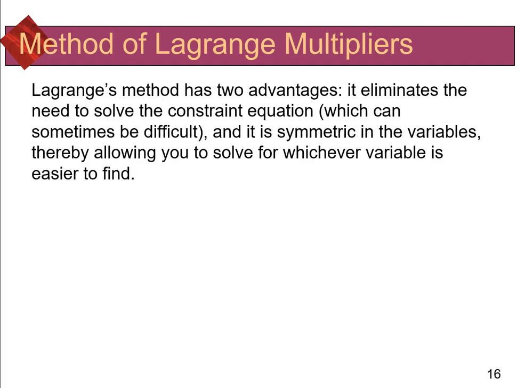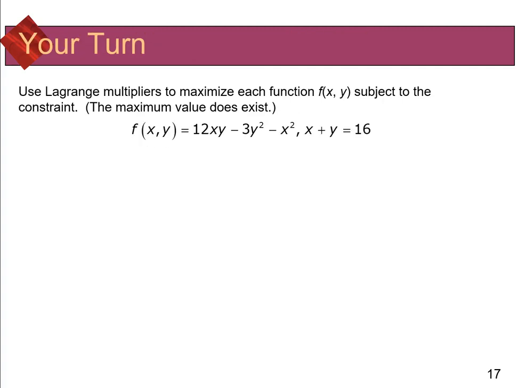Its advantage is that it eliminates the need to solve the constraint equation, which can sometimes be difficult. Unfortunately, the circumstances you're going to be given are not necessarily going to make that the case. You might give some examples where you really can't solve it, but in some of the practical circumstances, you're going to probably be able to solve it. And it is symmetric in the variables, thereby allowing you to solve for whichever variable is easier to find.